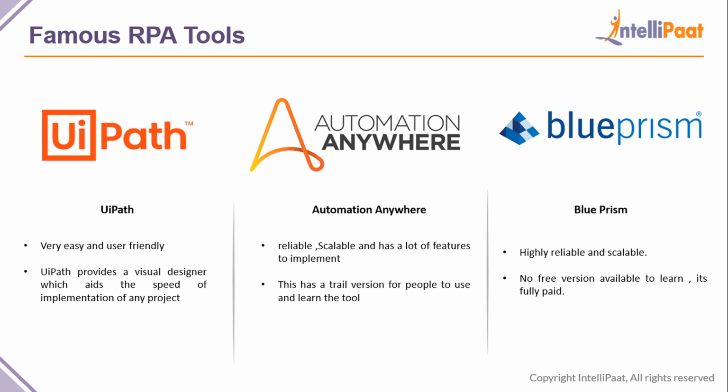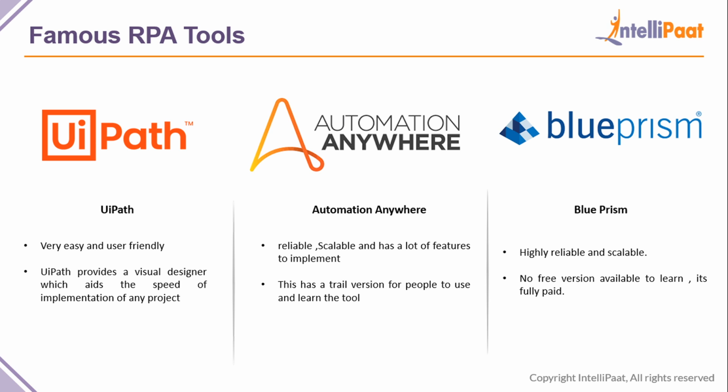So if you just want to learn what is RPA, you can just go for UiPath and learn it simply, or you can go for Automation Anywhere, try their trial version and learn that tool altogether. What is automation all about? What is RPA all about? But while Blue Prism, you have to pay in order to learn that. So if you have the resources, by all means, go and learn Blue Prism.